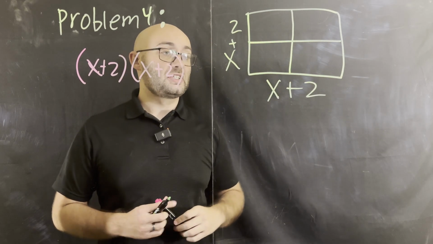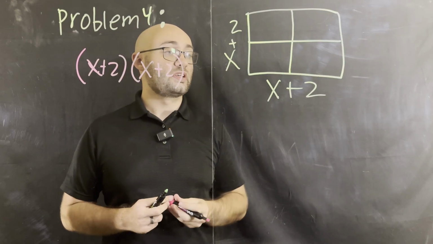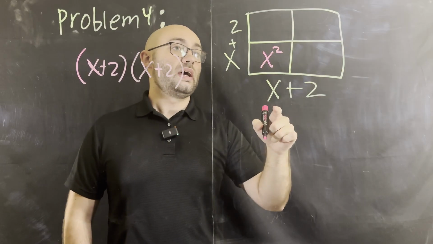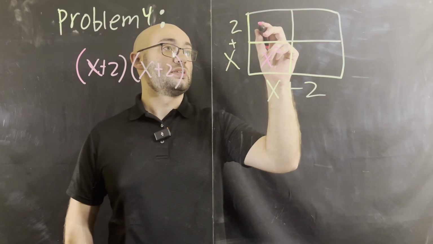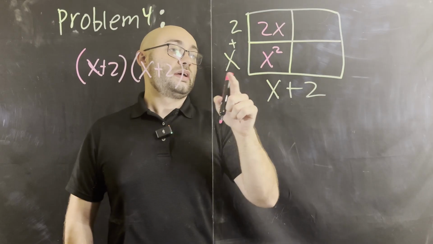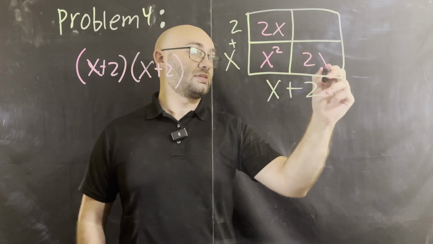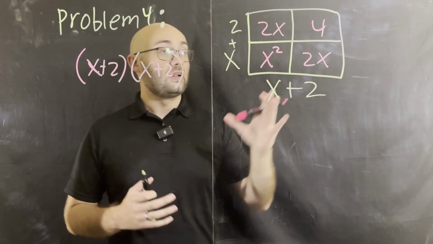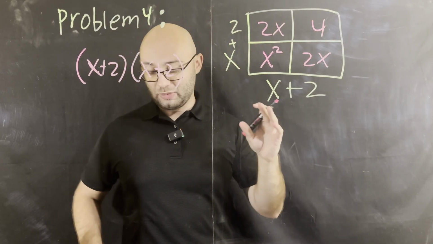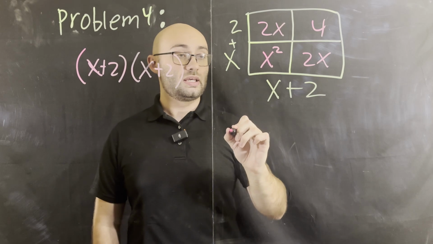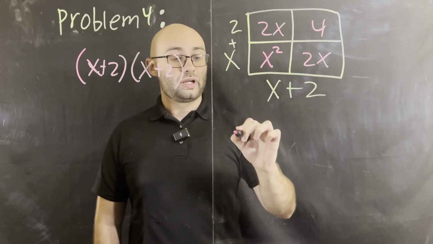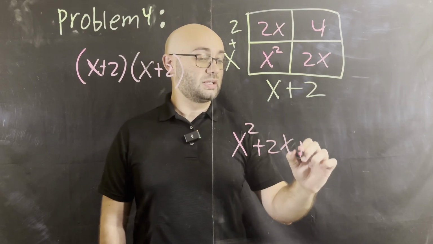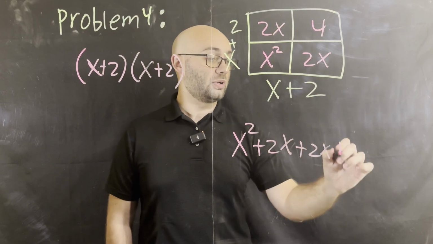Now I'm going to multiply the base by the heights to find the area of this. So I'm going to do x times x, which is x squared, x times 2, which is 2x, x times 2, which is 2x, and 2 times 2, which is 4. Okay? I have all of my areas filled in, so let me now take it out and rewrite it as a sum. So I'm going to do x squared plus 2x plus 2x plus 4.